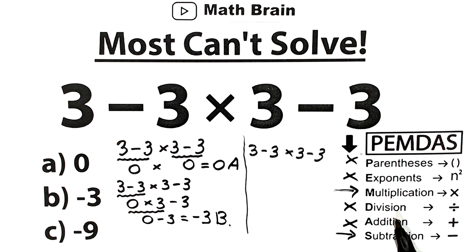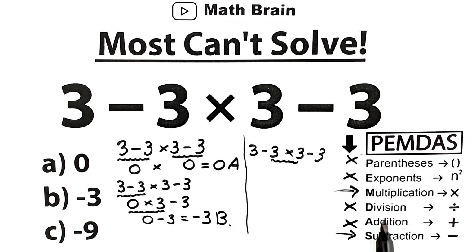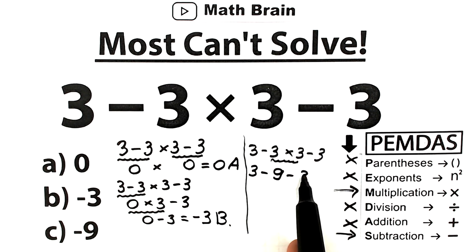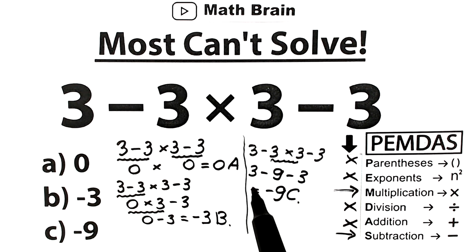If you look closely, multiplication is before subtraction, so we should multiply first, then we should subtract. But where do we have this multiplication sign? We have it right here in the middle. So we have 3 minus 3 times 3 equal to 9 and minus 3, which is equal to minus 9. This is option C. According to this order of operation, firstly we multiply in the middle, and secondly we evaluate this expression with the subtraction sign.